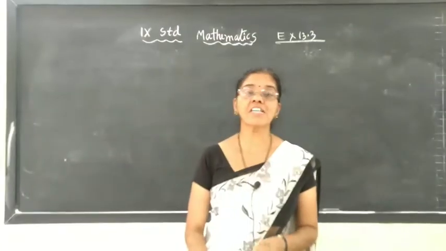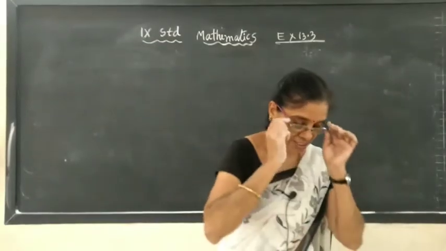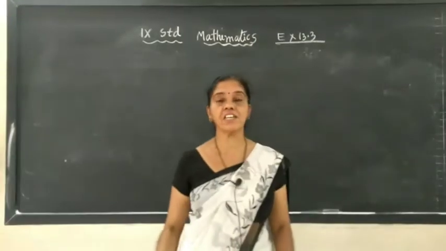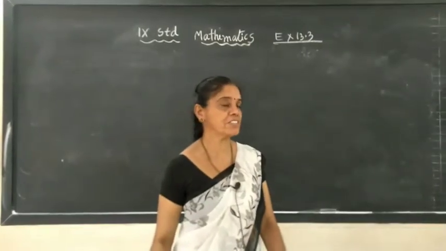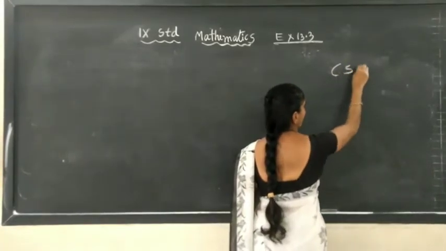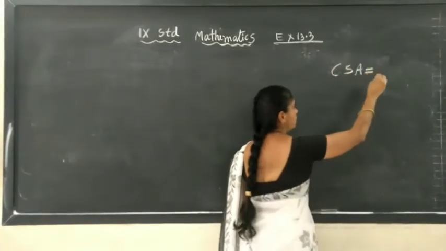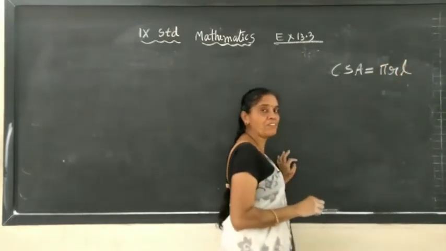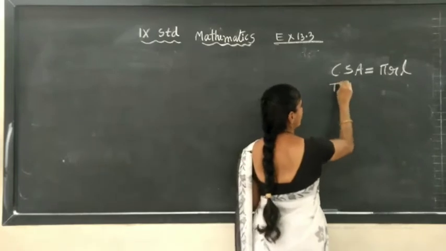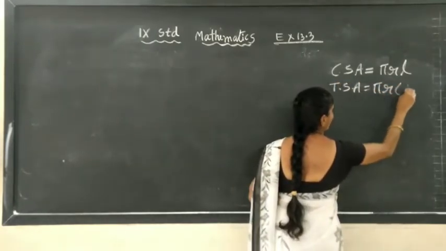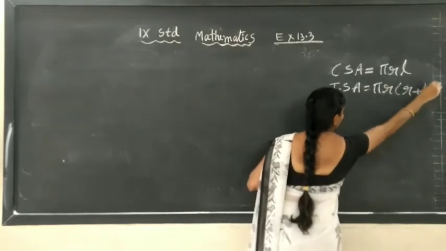Dear students, in the last class we have studied about the cone, the surface area of the cone. In this regard, we have studied some formulas. First one is the curved surface area of the cone, which is equal to pi r L. And the second formula we have studied is the total surface area of the cone. It is pi r into r plus L.